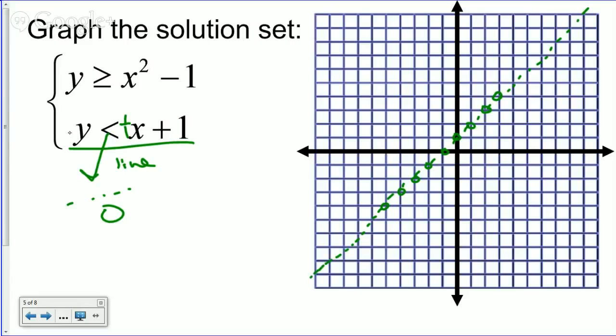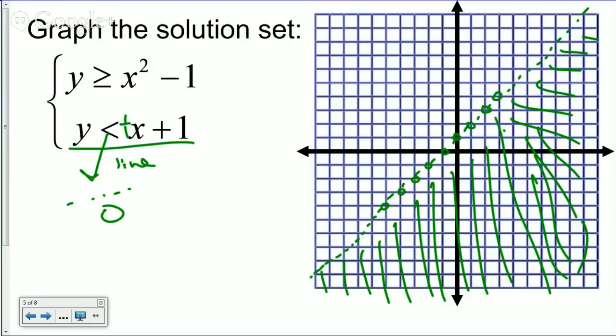Okay. Now, y is less than my line. So again, we're going to shade below the line we just drew. Okay. So there's the solutions for this line.